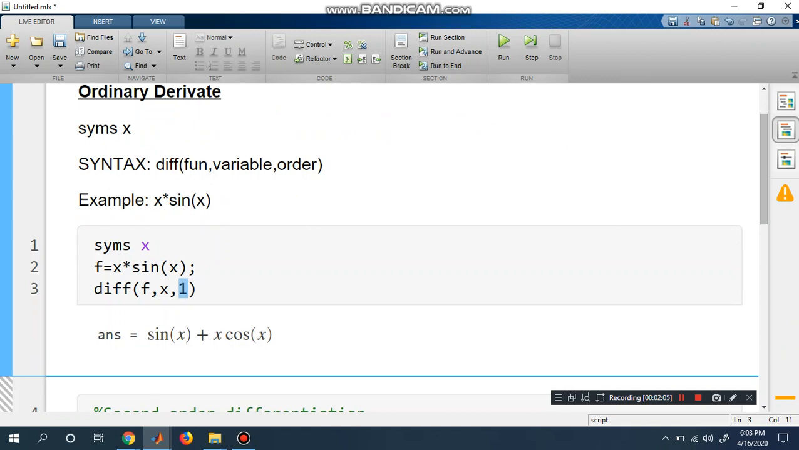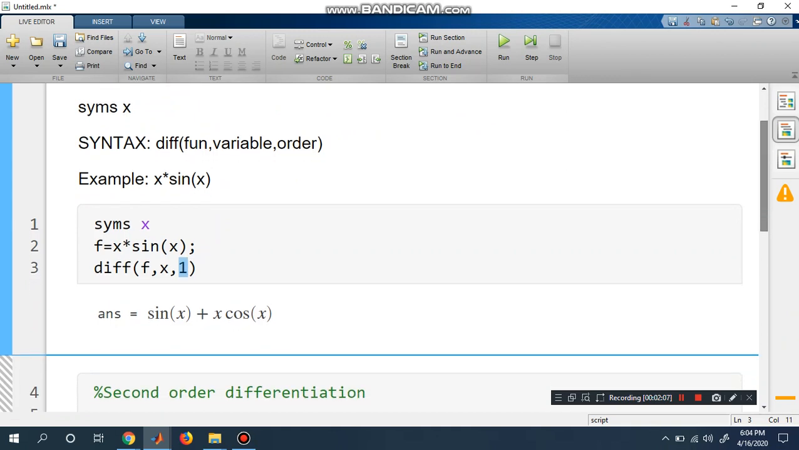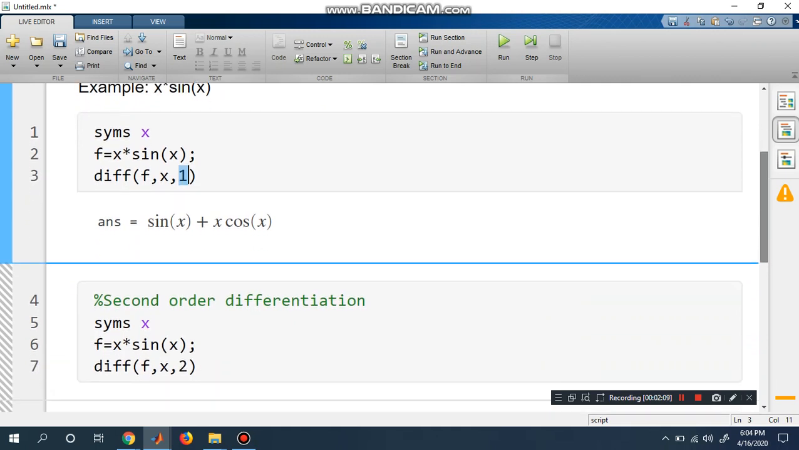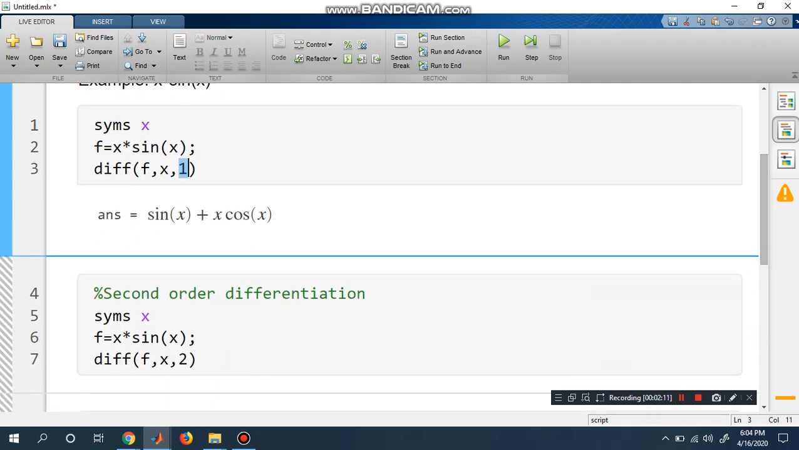sin x plus x into cos x. The same way, suppose I would like to differentiate the same function with respect to x up to the second order. So twice I would like to differentiate. Or suppose you would like to differentiate ten times, in place of 2 you can assign 10.